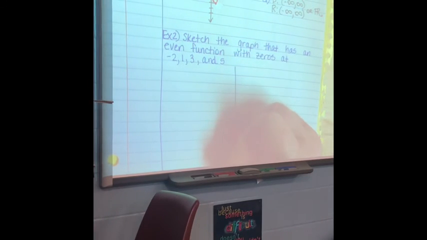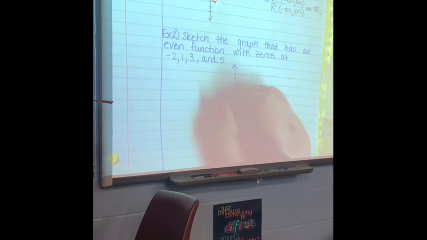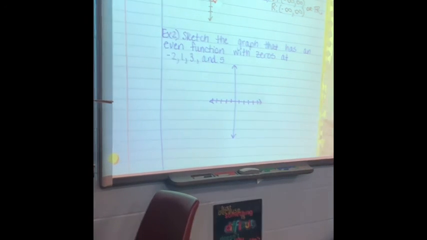All right, so on these, we're actually going to sketch a graph based off the information that they gave us. And all they gave me was x values, the zeros. So all I'm going to do is draw some x values there. And what I'm going to tell you about these is some of them, there's only one thing you could draw to match it. And some of them, there's multiple things you could draw to match it. Okay?